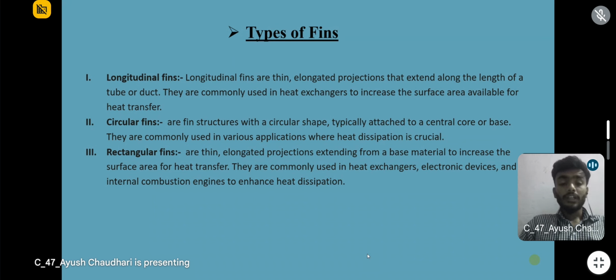So the third one is the rectangular fin. They are very thin, elongated projections extended from the base material to increase the surface area for heat transfer. They are commonly used in heat exchangers, electronic devices, and internal combustion engines, IC engines, to enhance heat dissipation.